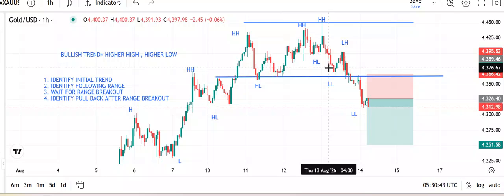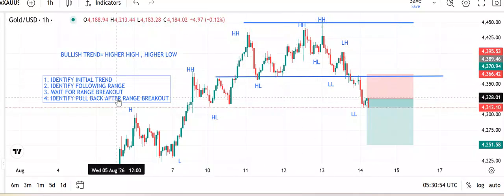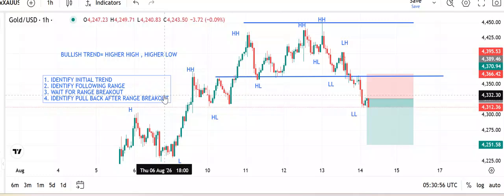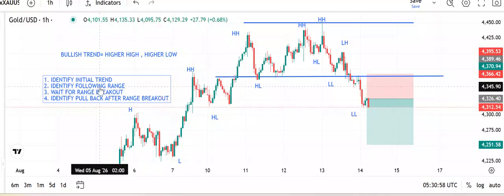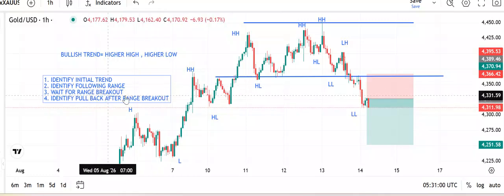You need to be careful of this and avoid false range breakout, because that happens a lot. And I said that's why you need to put stop loss. So after, wait for range breakout.